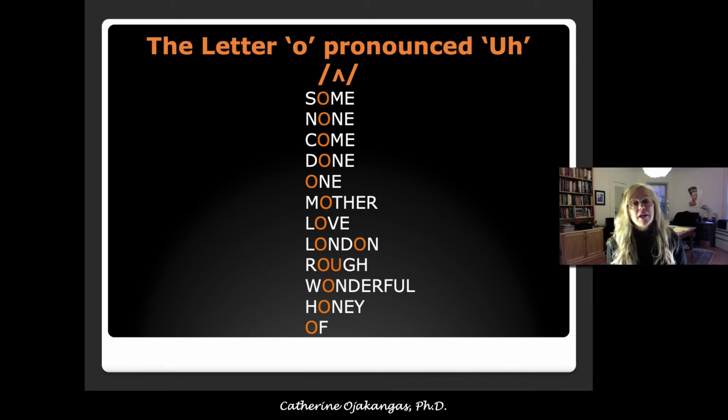Now, sometimes the letter O is pronounced like a schwa-type vowel, which in the International Phonetic Alphabet is written like this little upside down teepee. And this is very common, so let's try these words. Some, none, come, done. You can see these do not follow that rule that I just gave you. English is always breaking the rules. So what can I say? You just have to memorize.